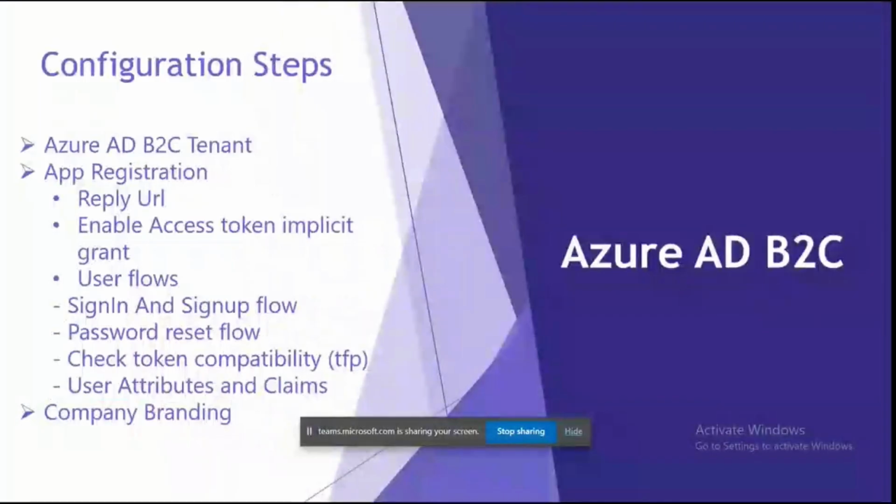Here we will be heavily focusing on Azure AD B2C as it is the most recommended authentication provider. These are the steps we need to go through to configure Azure AD B2C for Power Apps portals. First of all, we have to register an Azure AD B2C tenant. Then in the tenant, we are going to register an application and configure these settings. One by one, I'll walk you through each of these, and then we will be changing the branding of the B2C.